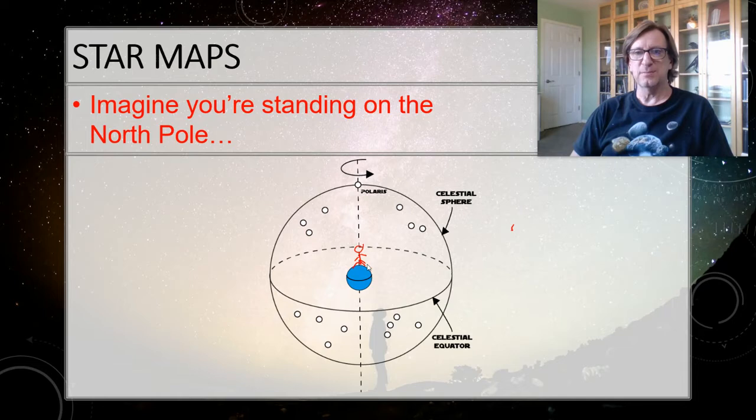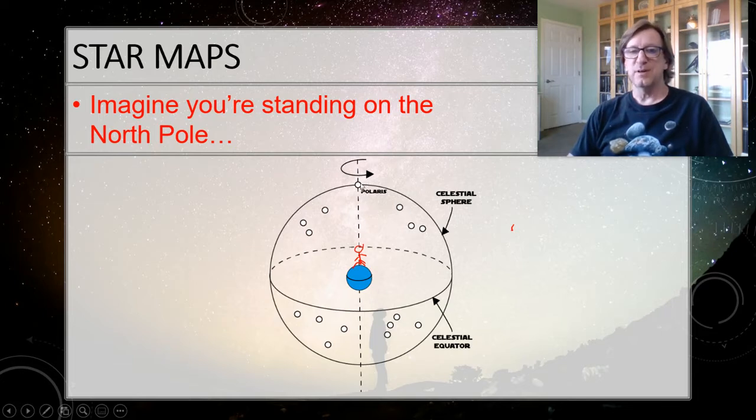Pause the video and think about it. Mark it on your sheet. Well, hopefully you can see that Polaris is going to be directly over your head, right? It's going to be at 90 degrees altitude. So drawn this way, Polaris is going to be directly overhead.